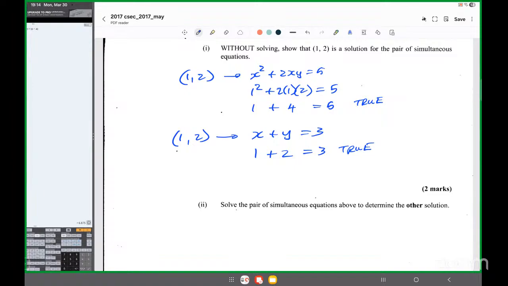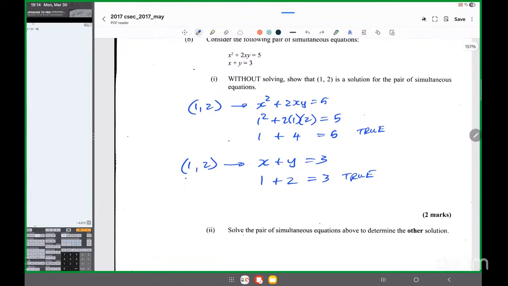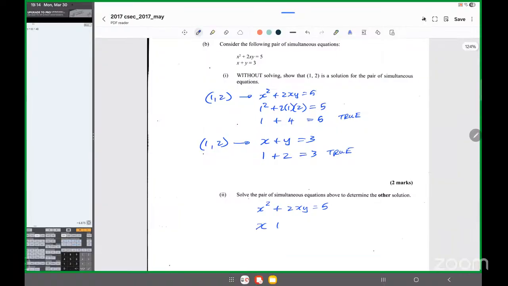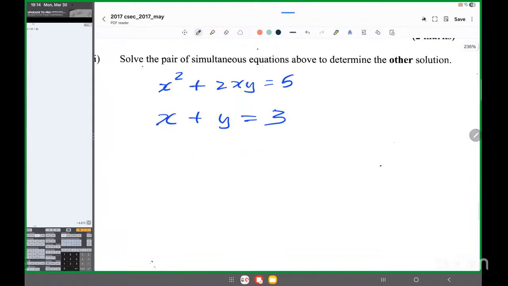It says now solve the pair of simultaneous equations to find the other solution. Solve them. So we're solving this line and this curve simultaneously. All right? So we have x squared plus 2xy equals 5, and we have x plus y equals 3. How do we solve a line and a curve simultaneously again? There are multiple ways to do it, but the safe way is to use substitution. So we can make y the subject of the line, so we can substitute it into the curve.